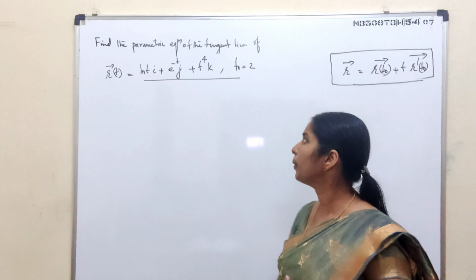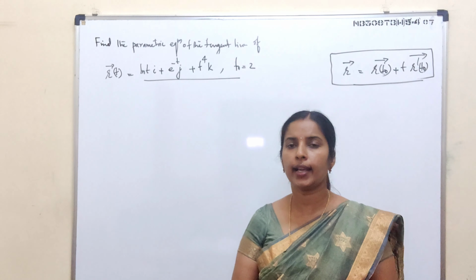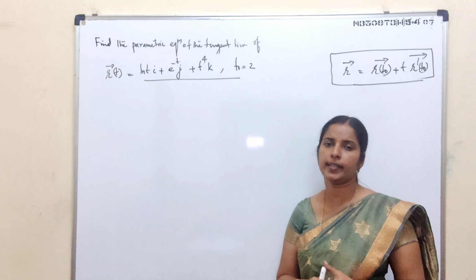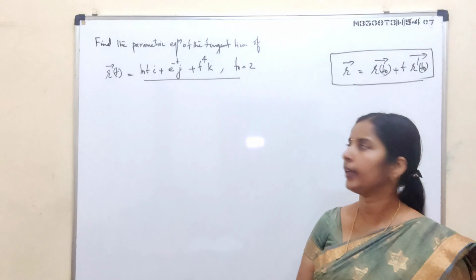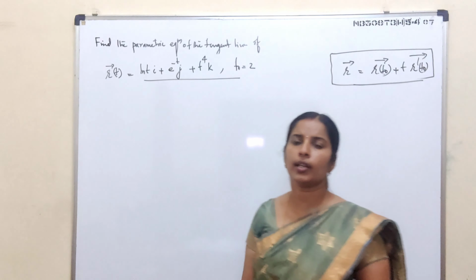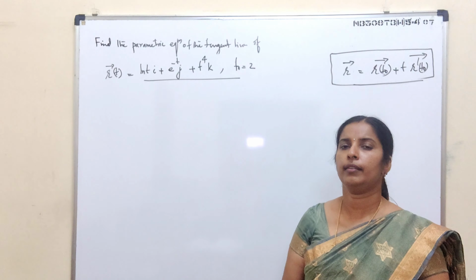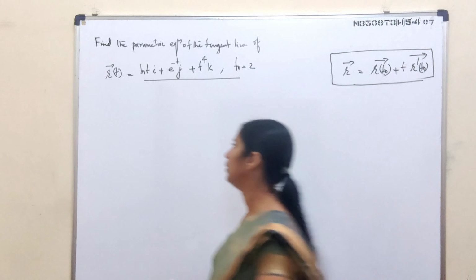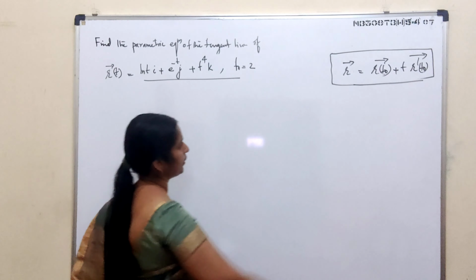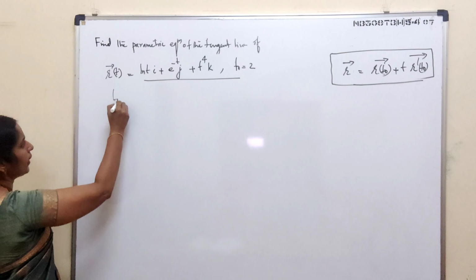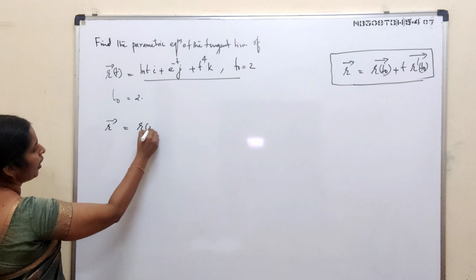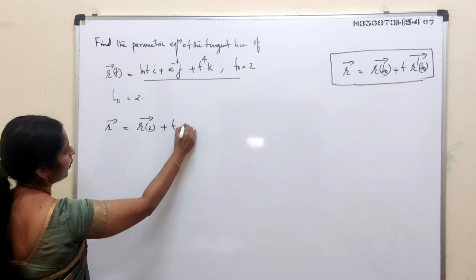Next, we have to find the parametric equations of the tangent line of the curve r t is equal to log t i plus e raised to minus t j plus t raised to 4 k at t naught equal to 2. See here, this is natural logarithm and its derivative is 1 by t. We know the equation of tangent line through t naught is, here t naught is given as 2. So the equation of the tangent line is vector r equal to vector r of 2 plus t into r dash of 2.